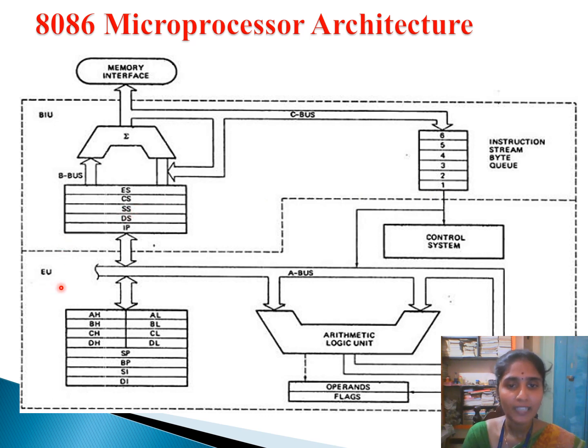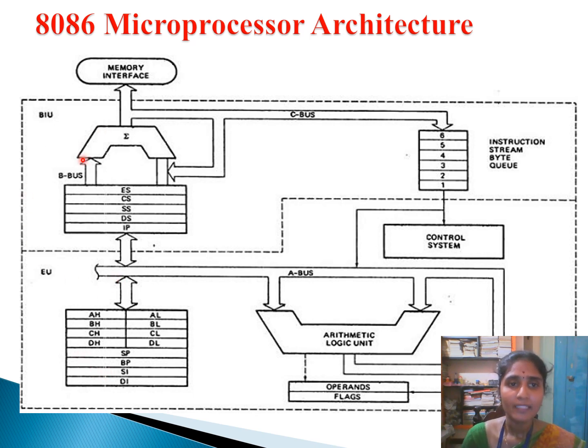Next, the execution unit contains a control system which controls all the microprocessor units, an arithmetic logic unit which is used to perform all arithmetic and logical operations, and flags, where the values stored in flags depend upon the ALU. And EU contains two kinds of registers, one is general purpose registers and the other is special purpose registers. In this, the first four refer to general purpose registers and the last four refer to special purpose registers.